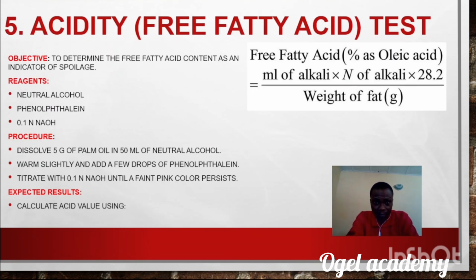Then the acid test, which is the free fatty acid test, to determine the free fatty acids as an indicator of spoilage. The reagents are as listed. The procedure is to dissolve 5 grams of palm oil in 50 ml of neutral alcohol. Warm gently and add a few drops of phenolphthalein. Titrate with 0.1 normality or molarity, as the case may be, of sodium hydroxide until the faint pink color persists. Then calculate the acid value using the relationship on the slide.